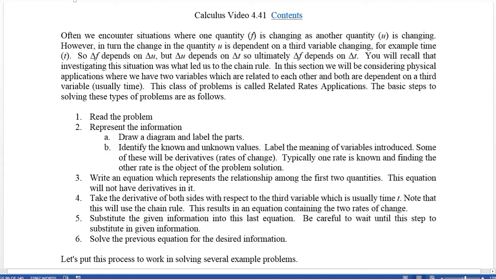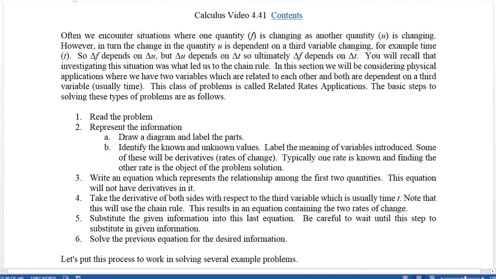So we'll label the meanings of these things, and one of them might be a rate of change that you know, and typically one is known. And there's another rate of change, usually both with respect to time. One you know, and one is the one you're looking for. Okay? So don't worry about the rates of change at first.